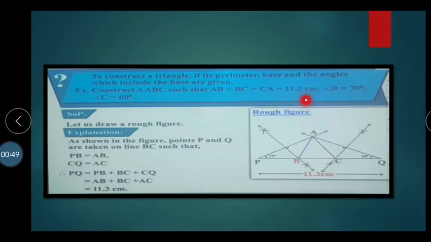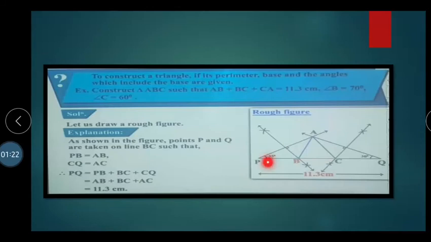Now let's draw a rough figure. This is our rough figure according to the question. As shown in the figure, points P and Q are taken on BC such that PB = AB and CQ = AC. Let's give these, PB = AB and CQ = AC, as equations 1 and 2.